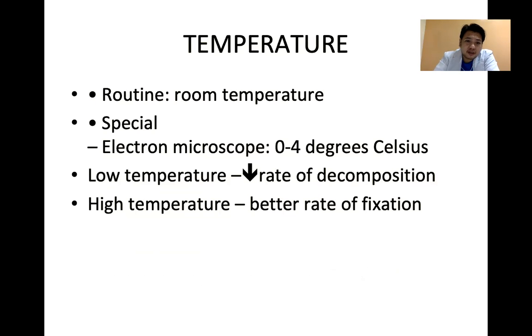For temperature, for routine fixation, we are only using room temperature. But for electron microscopy, 0 to 4 degrees Celsius. Okay, so lower temperature also decreases the rate of decomposition, but higher temperature gives a better rate of fixation. So sometimes fixation is done inside the oven to increase or speed up our fixation process.